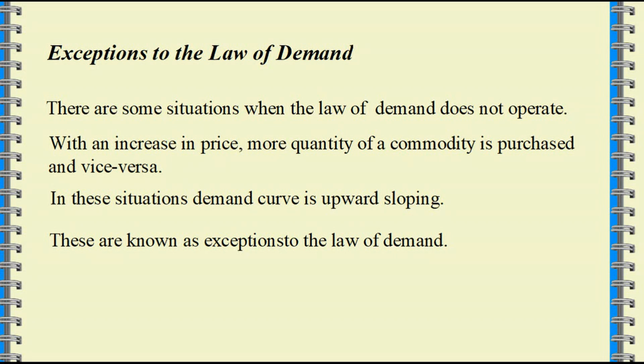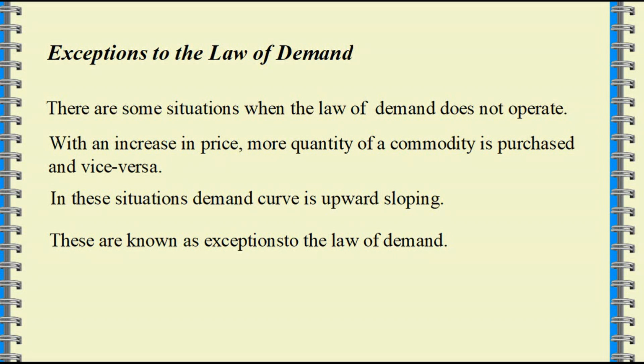Exceptions to the law of demand. There are some situations when the law of demand does not operate. With an increase in price, more quantity of a commodity is purchased, and the lower the price, the lower will be the amount of commodity purchased. In this situation, the demand curve is upward sloping. The higher the price, the higher will be the quantity demanded. The lower the price, the lower will be the quantity demanded.